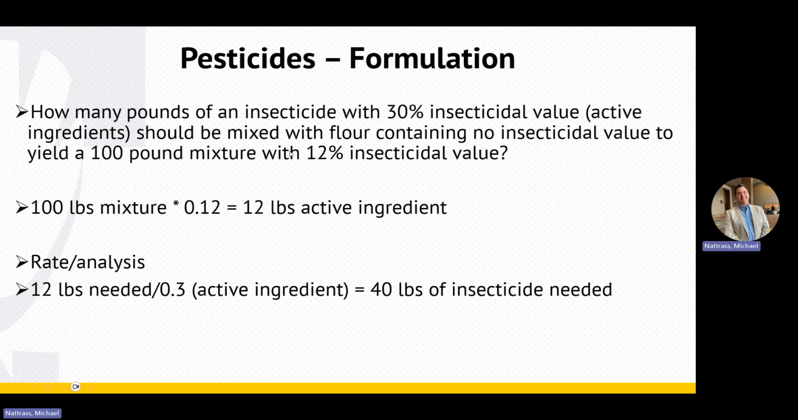So 100 pounds, what you want, 12% insecticidal value, gives us 100 times 0.12, 12 pounds active ingredient. This is now our new rate. We need 12 pounds inside of this 100-pound mixture. The rate over the analysis, 12 pounds needed, divided by 0.3, means 40 pounds of insecticide needed. So that's going to be 60 pounds of flour and 40 pounds of insecticide.